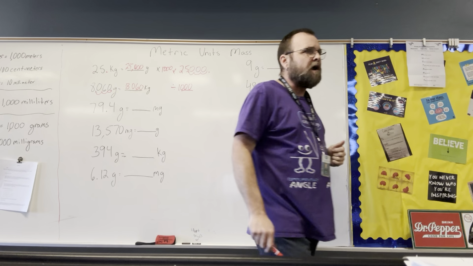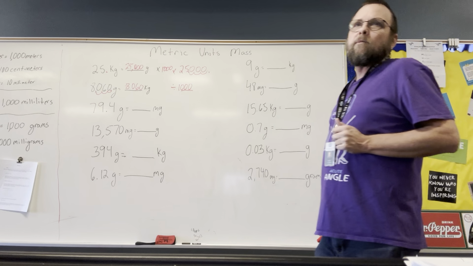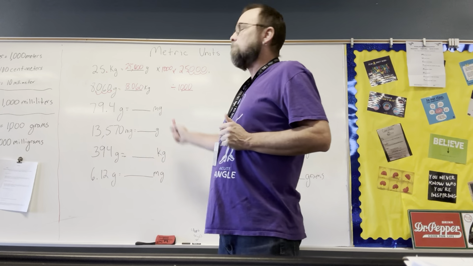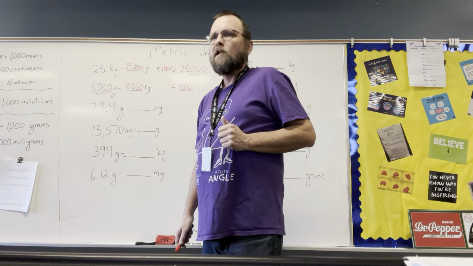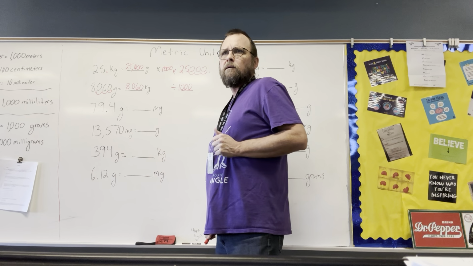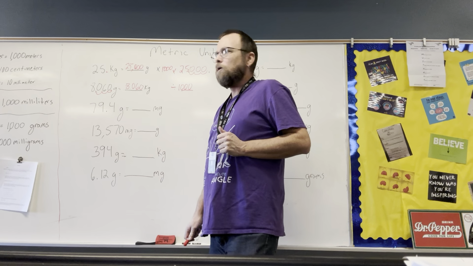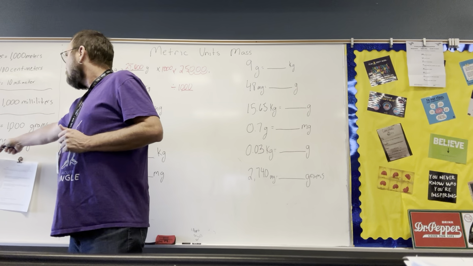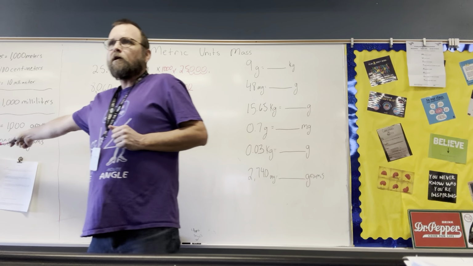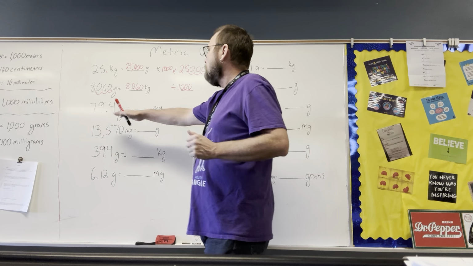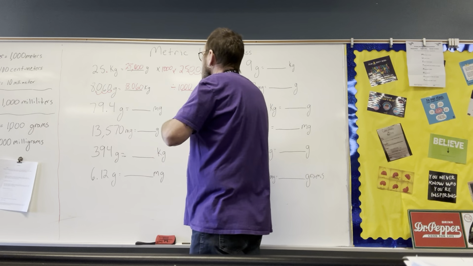79 and 4/10 grams change to milligrams. Bell, are we going to multiply or divide? Grams to milligrams. Why? Which is bigger, grams or milligrams? Well, if you look over here, 1 gram has 1,000 milligrams in it. So then the grams must be bigger. So we are going from grams to milligrams, which means we multiply.